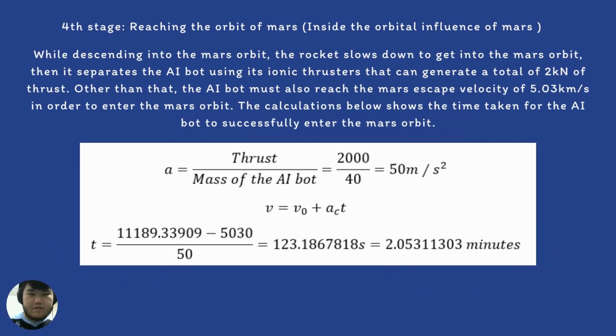After having traveled a long distance from Earth to Mars, the second stage will require deorbit by decelerating its velocity from 11 kilometers per second to 5 kilometers per second. Hence, it will take about 2 minutes to decelerate since the AI board has ionic thrusters that can generate 2 kilonewtons of force. And knowing that the AI board has a mass of 40 kilograms, we know our acceleration. By using acceleration, we can determine our time.